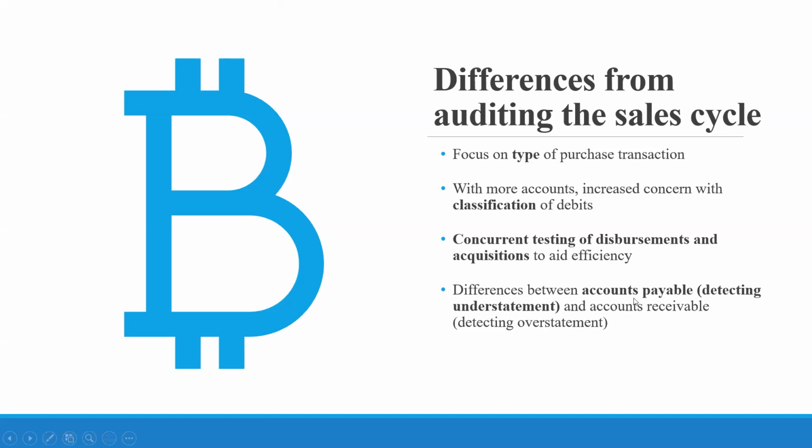And also, for accounts payable and accounts receivable in the sales and purchase cycle, when we talk about the sales cycle, we often worry about overstatement of sales and overstatement of accounts receivable. In comparison, for accounts payable, we worry about understatement of accounts payable and incomplete record of purchases.